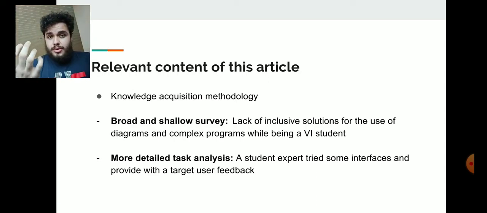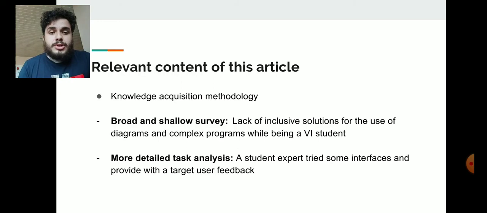That would be the most relevant information about this article, but actually this article has tons of information when it comes to the target user feedback, that is, the visually impaired students. They are going to talk about what they want in the classroom, what they need from the tools, and how the programs can be improved in order to fulfill their needs.